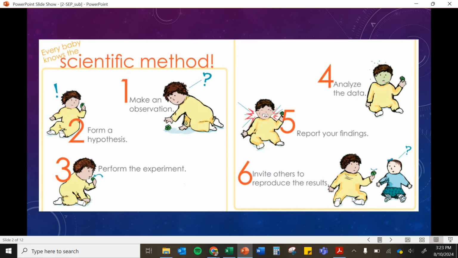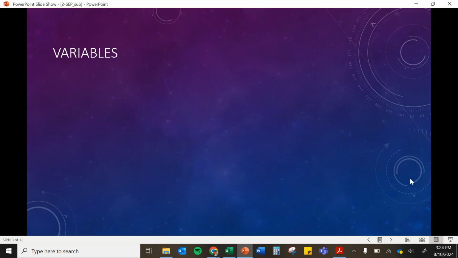But all scientists use this general scientific method, where we make observations, form a hypothesis, perform an experiment, analyze that data, report our findings, and then have those experiments repeated to get the same or similar results. This is the scientific method. Even babies or small children do this, and this is really how we learn anything.